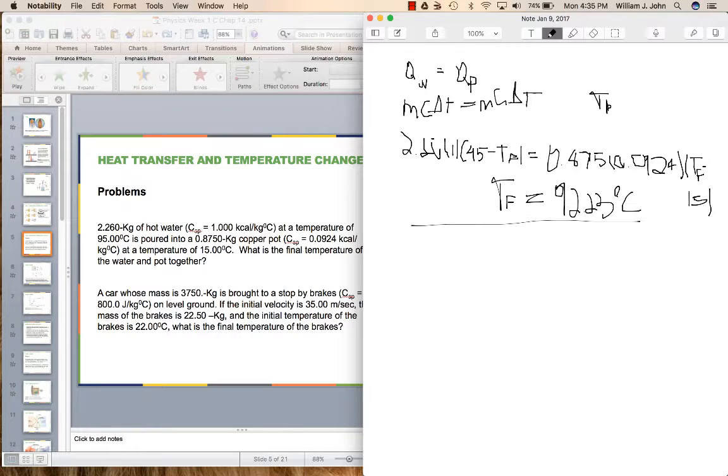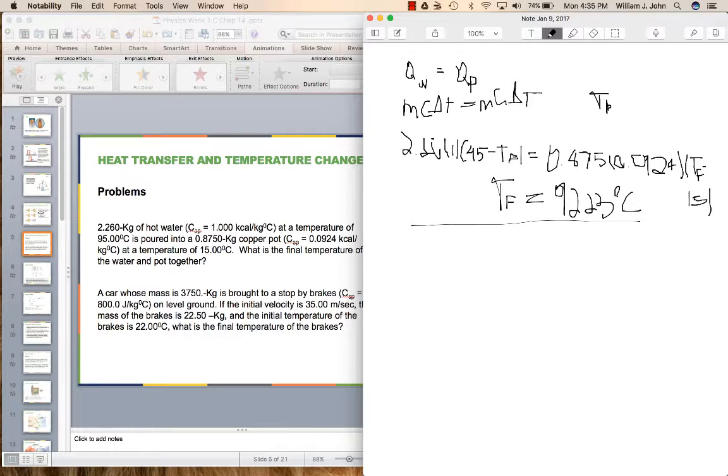The second problem here is the car whose mass is 3,750 is stopped by brakes, and there's the specific heat of the brakes on level ground. Its initial velocity is 35 meters per second, and it's brought to a stop. The brakes weigh 22.5 kilos, and their initial temperature is 22 degrees. What is the final temperature in the brakes?